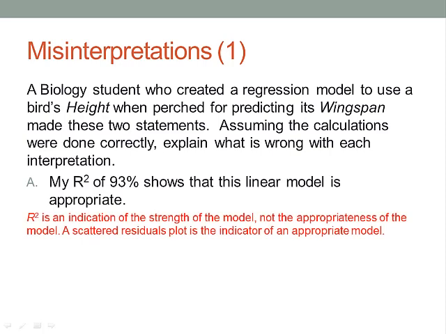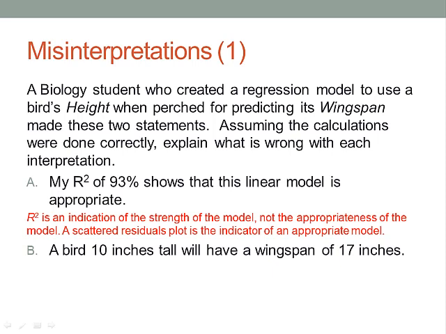Okay, so R-squared is an indication of strength. It really has nothing to do with the appropriateness of the model. We've already shown just recently in the last couple of examples that we use the residual plot to indicate the appropriateness of the model. Okay, part B. Another misconception here. A bird 10 inches tall will have a wingspan of 17 inches. So what is wrong with this statement? Pause the video and again try to think about it. If you don't write anything down, at least think about what you would say here. How would you correct this statement?